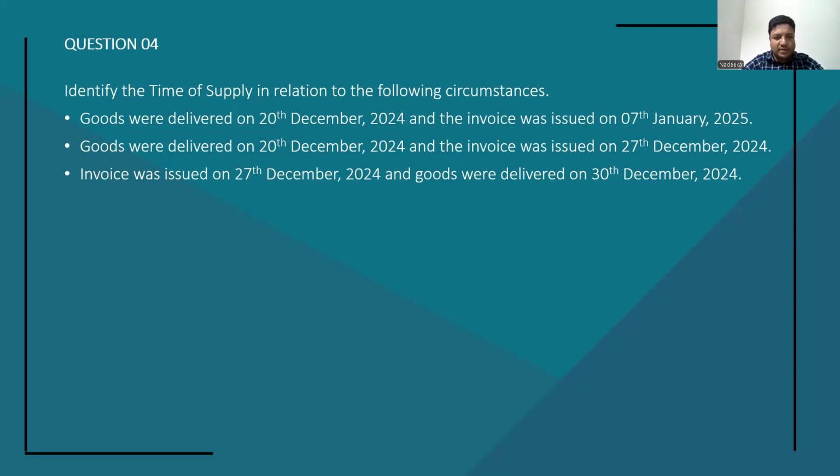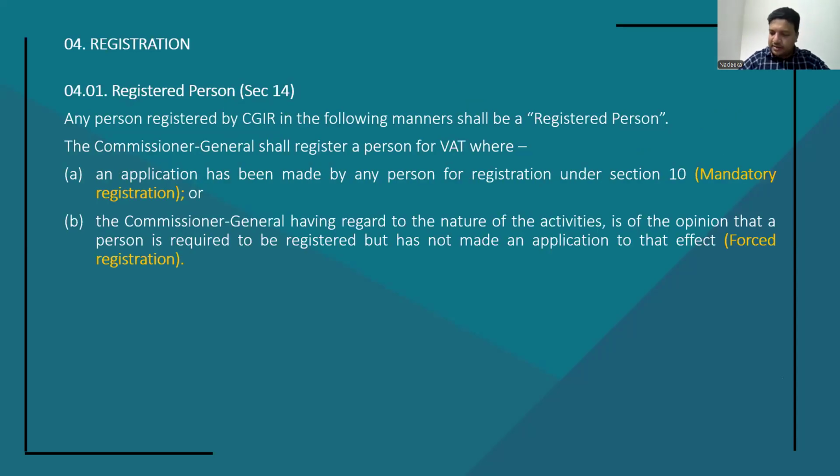Invoice was issued on 27 December 2024 and the goods were delivered on 30th December 2024. So the goods have been delivered within 3 days after issuing the invoice. Can we take the delivery date as the time of supply? No, you can't. Right? So they have issued the invoice first. If you issue the invoice first, you have to take the date of the invoice as the time of supply. So in that case, 27 December 2024 is the time of supply. Right.